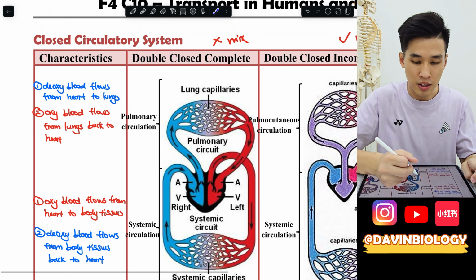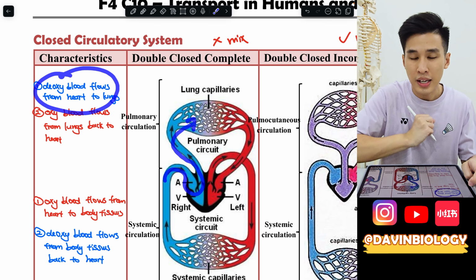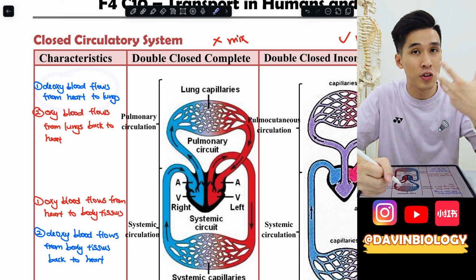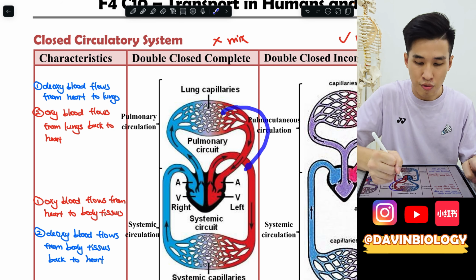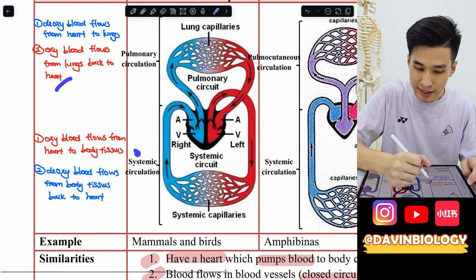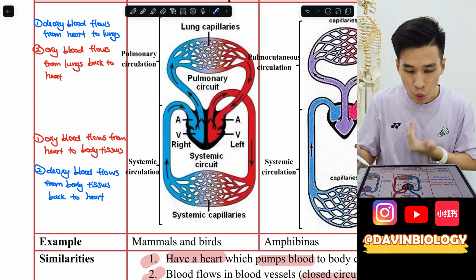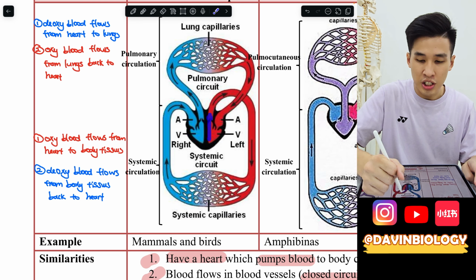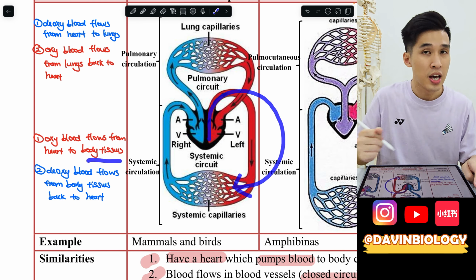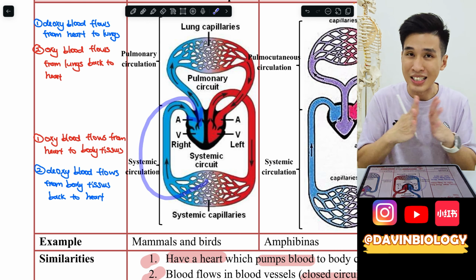So for pulmonary, you just have to say deoxy blood flows from heart to lungs. And then once your gases exchange at the alveolus to get oxygen already, the oxy blood returns back from lungs to heart. For systemic, not systematic, systemic is between the heart and your entire body. So from the heart, oxygenated blood is pumped to your body tissues, and then from body tissues, the deoxy blood returns back to the heart. It's just like that.